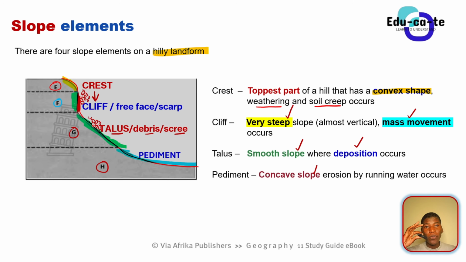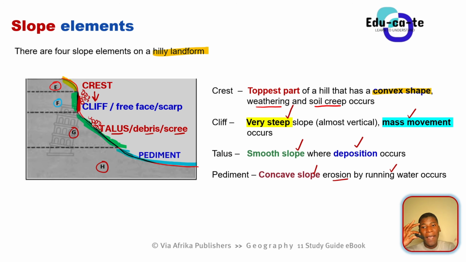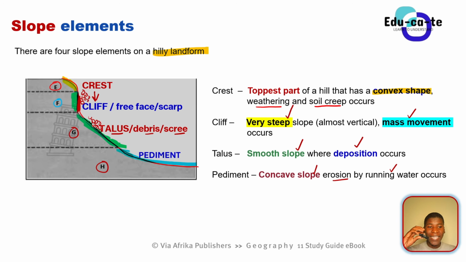And then the main geomorphological process that is likely to happen at the pediment is erosion. Specifically, this is erosion by running water. Okay, so the pediment does not have any rocks because the rocks, remember, are being deposited here at the talus. The rocks that have been weathered at the top, at the crest, are being deposited at the talus slope. So the pediment won't have any rocks. It will be made up of pure soil, and the most common geomorphological process there is erosion by running water.